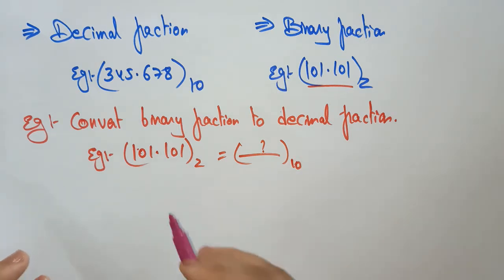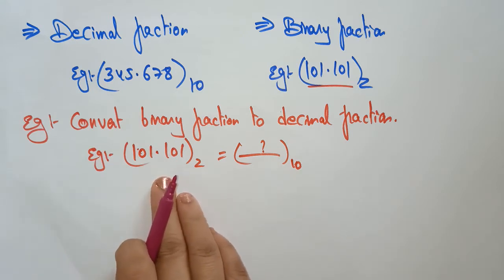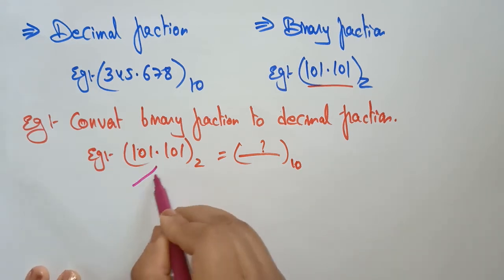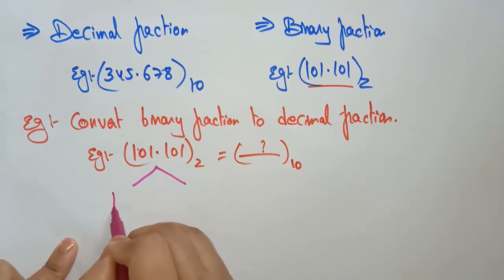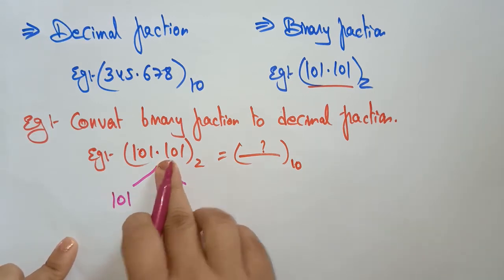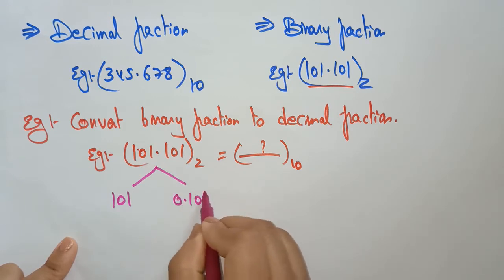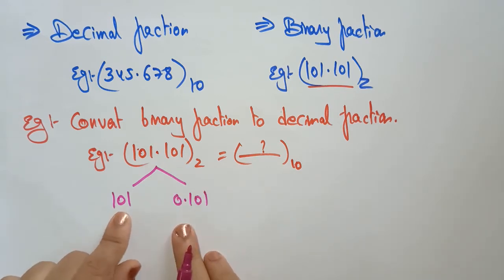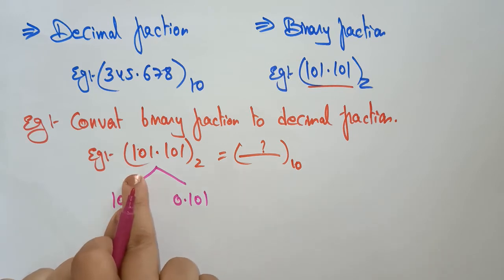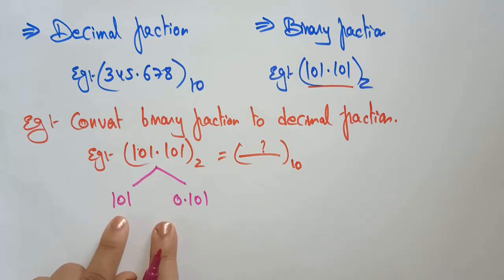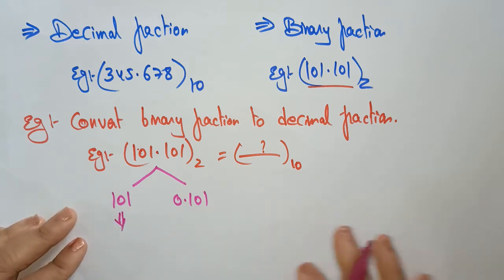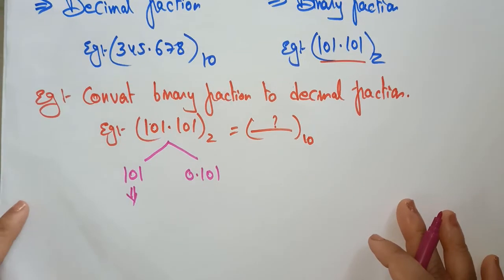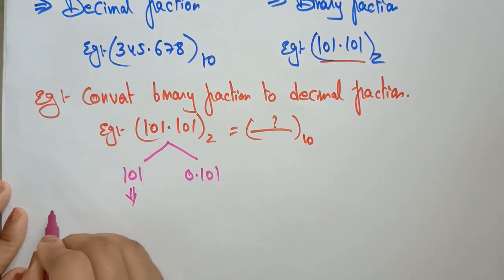What I have to do is divide this number into two parts. One is the integer part 101 and another is the fraction part 0.101. I divided the binary fraction into two parts, the integer part and the fraction part. First work on the integer part. You already know how to convert a binary number to a decimal number; I already explained that in the previous video.